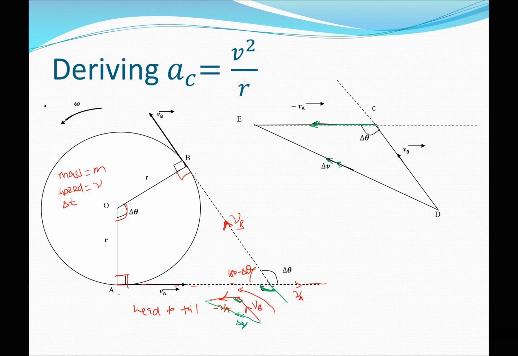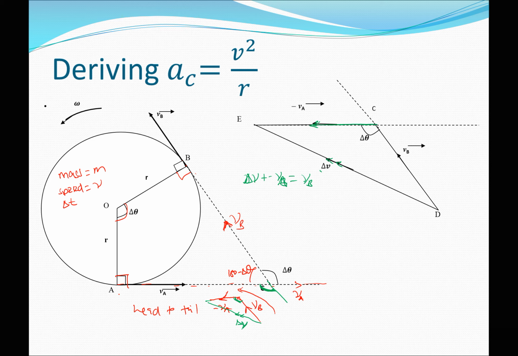So if I want to find VB, I must add delta V to negative VA. In order to find VB, I get delta V plus negative VA, which is the same as saying delta V, or change in V, plus negative VA should give me VB, which is the same as saying delta V is the same as VB plus negative VA.